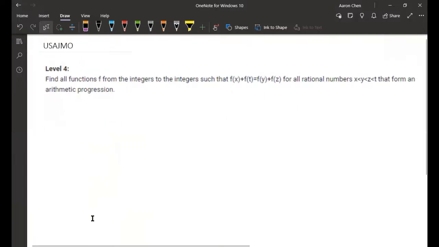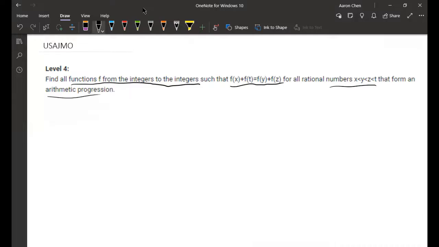Okay. Level 4. So find all functions f from the rationals to the rationals such that f of x plus f of t equals f of y plus f of z for all rational numbers x less than y less than z less than t that are in an arithmetic progression. Okay, so first of all, to solve this, let's define a new variable x and a new variable a that are both rationals.